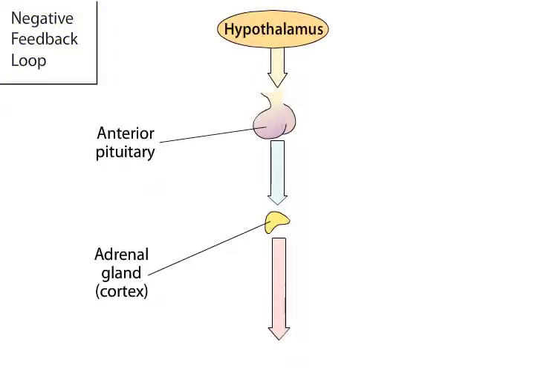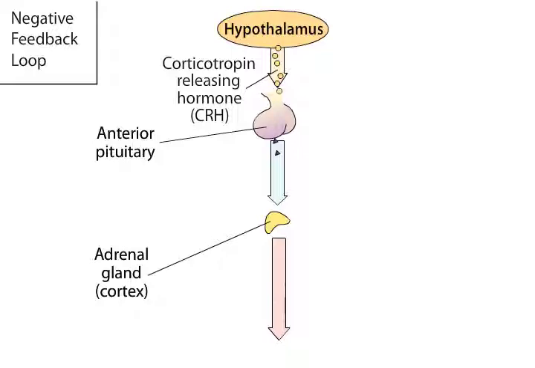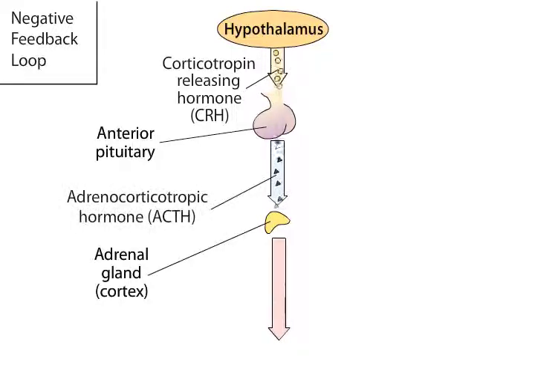Let's look at a negative feedback loop using the hormones of the adrenal cortex as an example. In response to stress signals, the hypothalamus releases corticotropin-releasing hormone, or CRH. CRH triggers the anterior pituitary to release adrenocorticotropic hormone, or ACTH. ACTH, in turn, triggers the adrenal cortex to release a steroid hormone called cortisol.